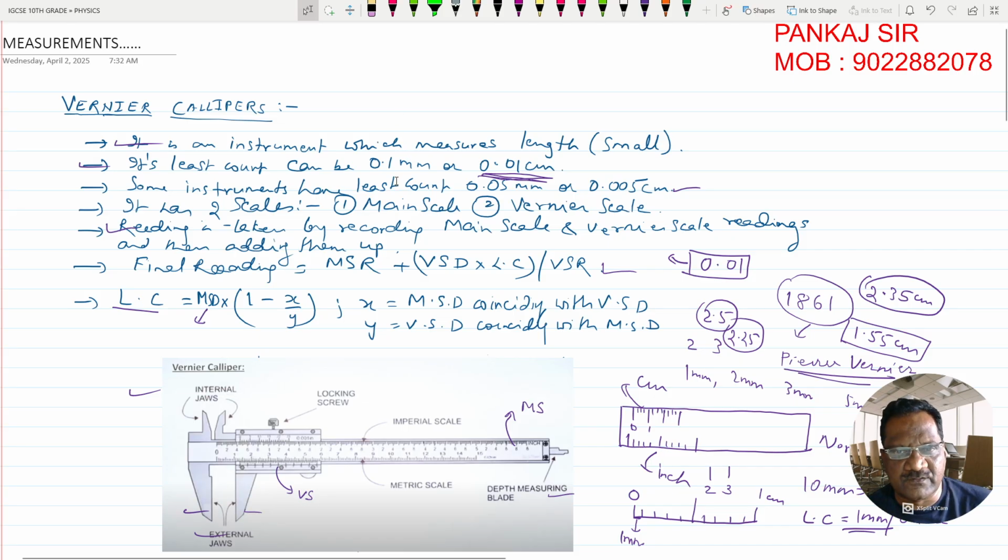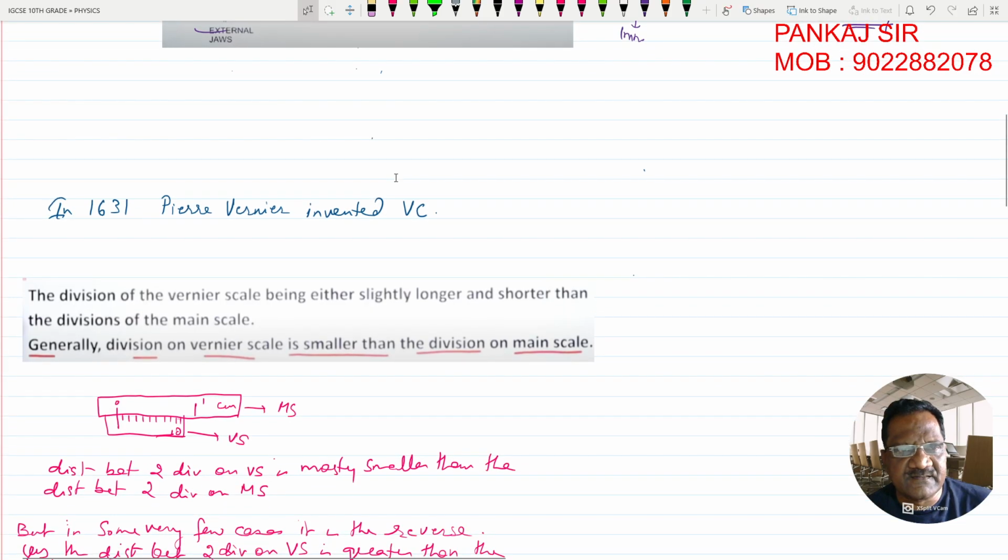Okay, so going ahead. Now, it was in 1631 that Pierre Vernier invented the Vernier Caliper, and this is a very important statement about the Vernier Caliper. I told you in a vernier caliper you have two types of scale: a main scale and a vernier scale. The division of the vernier scale is either slightly longer or shorter than the division on the main scale.